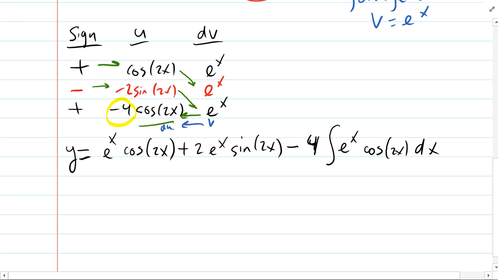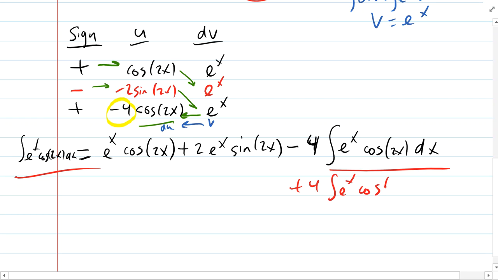But you already know what it is, right? I do, because I knew back here that this was the integral. Where did we start? e to the x cosine of 2x dx. Is that the same darn thing? But I got 4 on this side, negative 4 on this side, and positive 1 on this side. Can I add 4 to that, both sides, and get rid of that? So I'm going to add 4 integral of e to the x cosine of 2x dx.